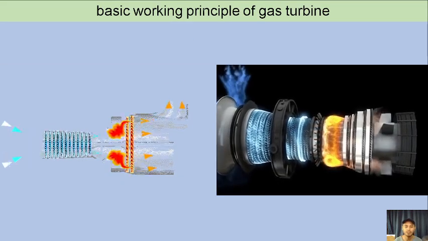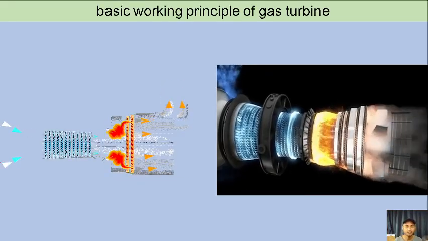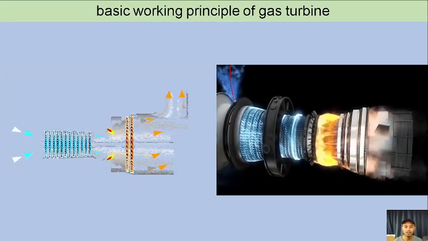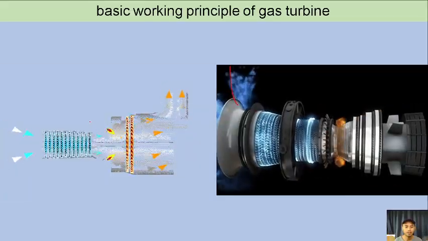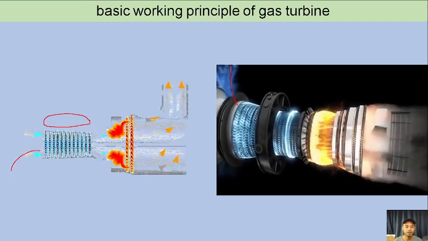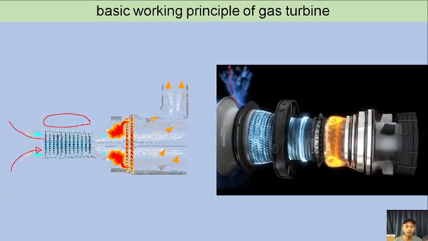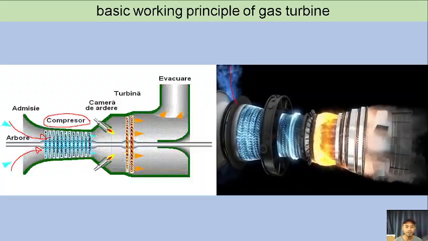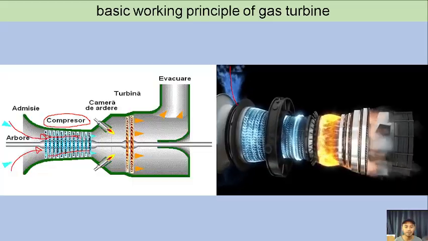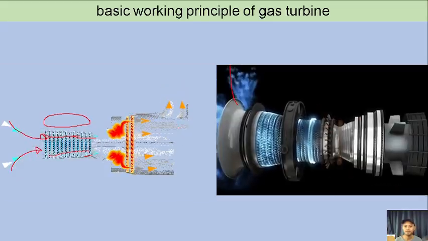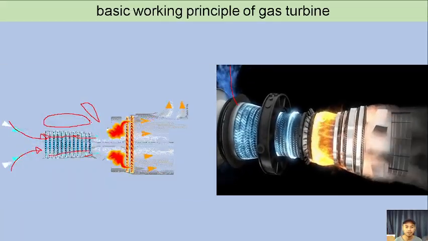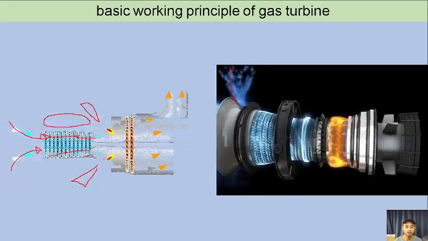Next, we have here the basic principle of a gas turbine. So in the gas turbine, air enters here in our compressor. This is the compressor. So air enters into the compressor area, and then this air will be compressed, creating high temperature and high pressure of air. And after that, there is an injector here. This one is a fuel injector.